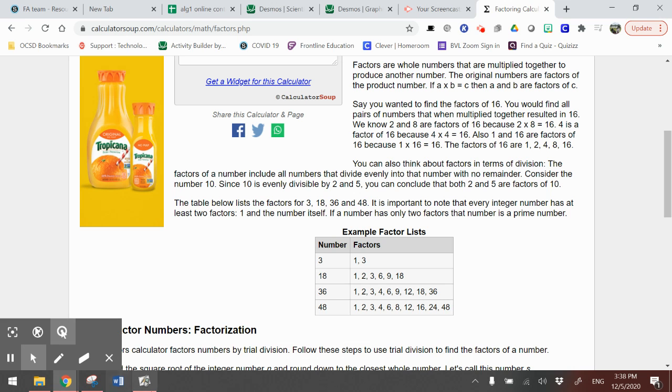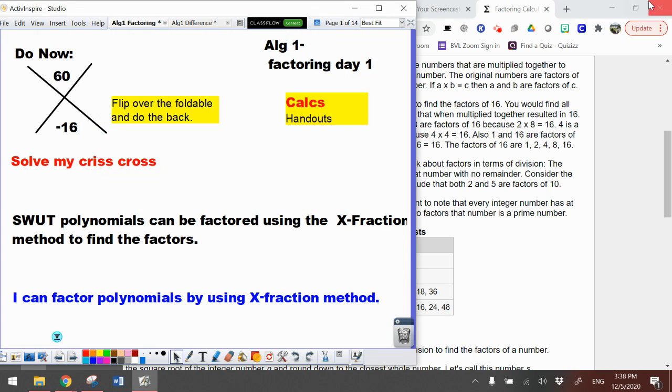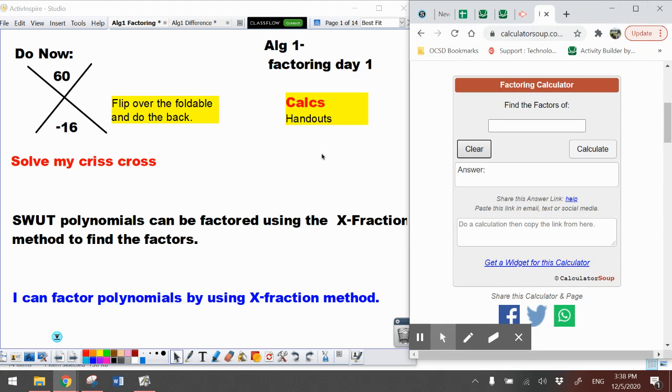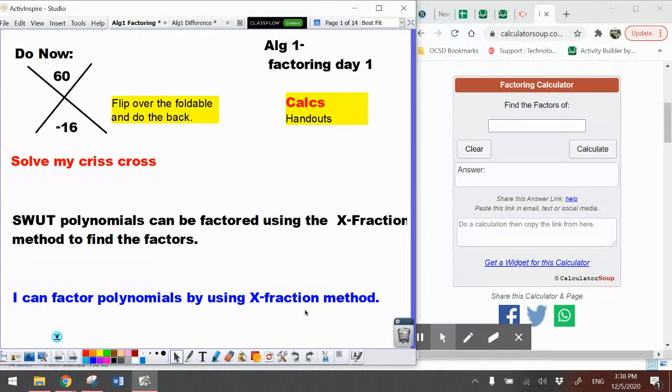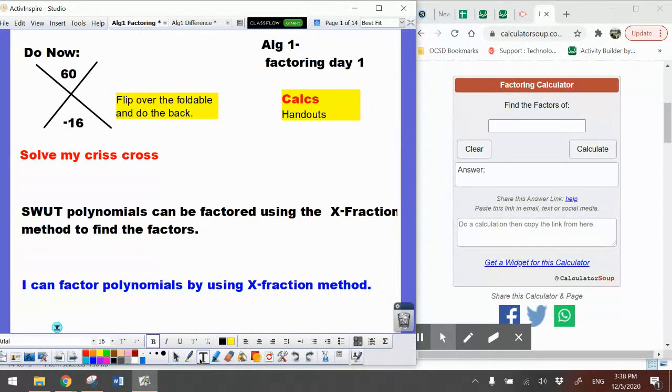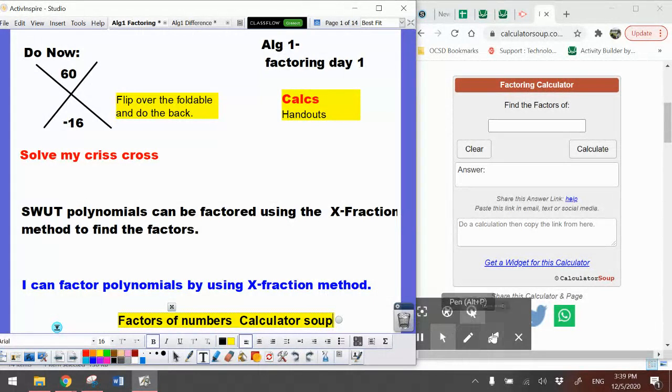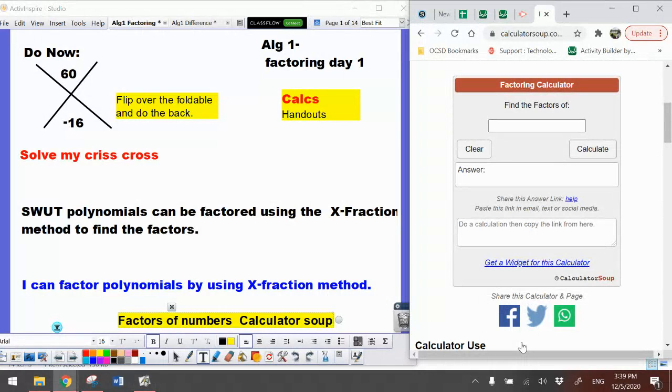Okay, so we're going to get started today with some factoring. What I would like you to do is go ahead and Google search for me factors of numbers. There's one of them that's called Calculator Soup. Go ahead and open up that factoring calculator because sometimes we just are going to need some help coming up with our factors.